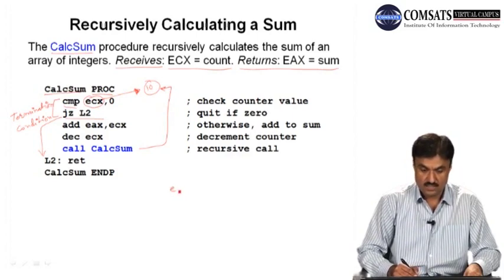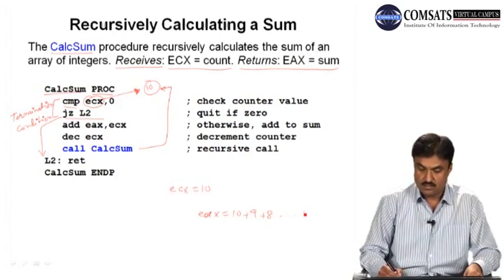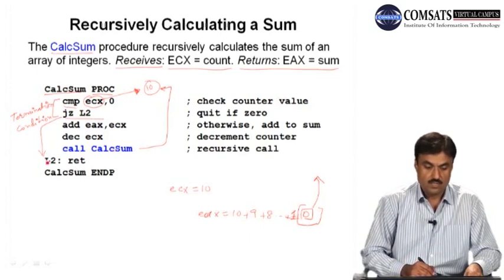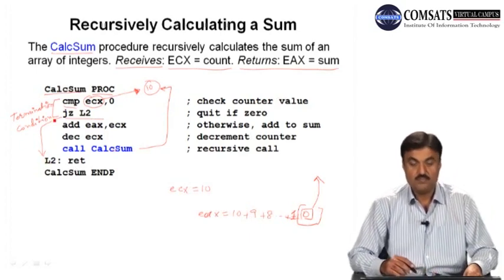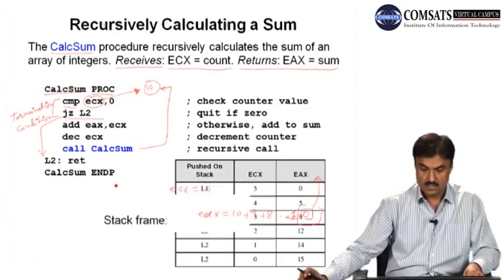For example, if ECX is equal to 10, then EAX will be 10, then 9 will be added to it, then 8, and so on until ECX reaches 0. After we add 1, ECX will be equal to 0, and when ECX is equal to 0, we return back from this procedure. Now how this recursion will occur, you can see in the next slide.